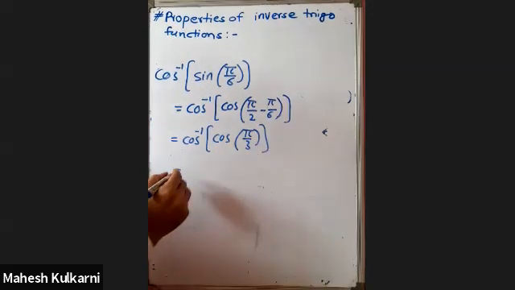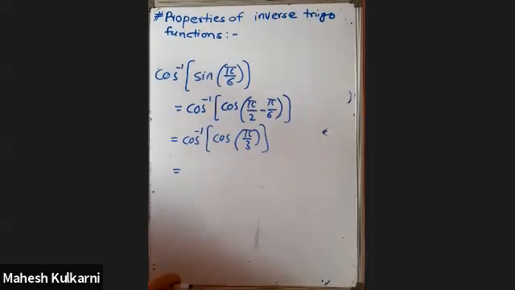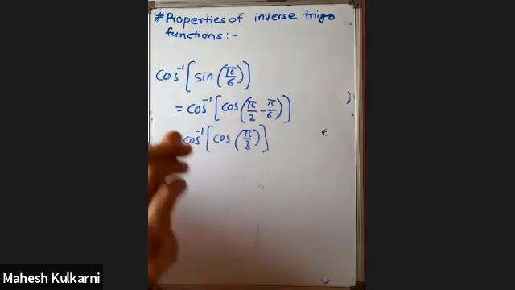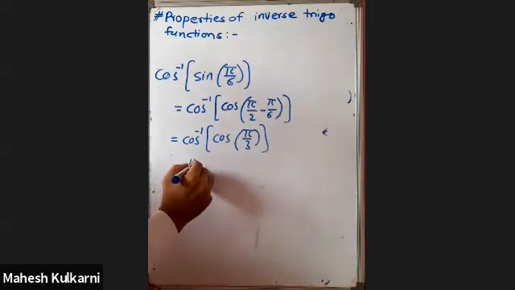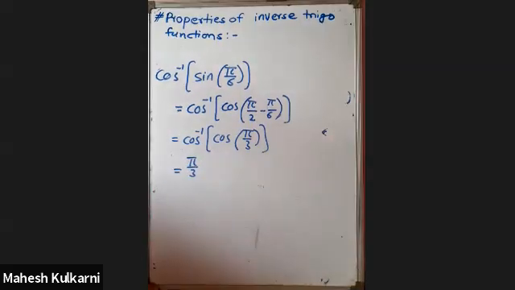And we can use the property of cos inverse of cos x. Pi by 3 is in the interval 0 to pi. So this value is pi by 3.